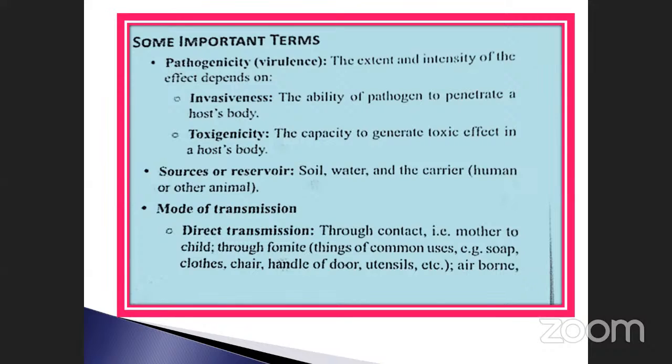And the source or reservoir, which is the source? Maximum you already know about. These are the things: soil, water, air, and also carriers. Carriers may be human beings or animals. Animals include all the animals that are spreading diseases. Carriers are otherwise called vectors. Sometimes they are called vectors, and mediators, like that.